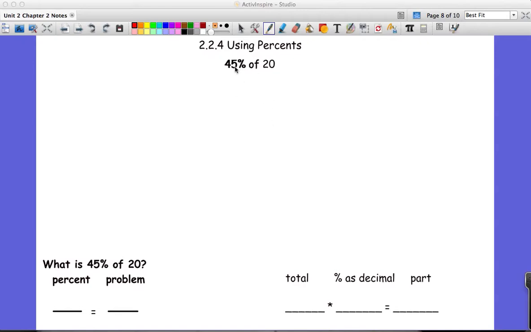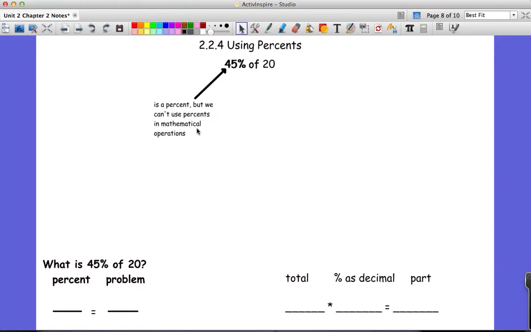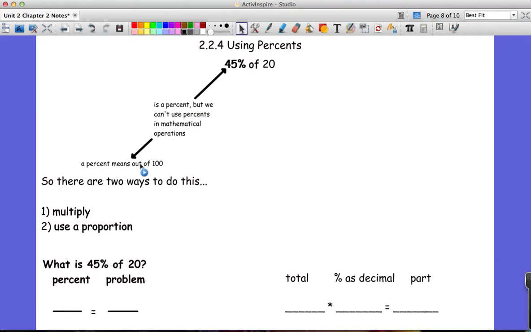So if I look at this problem, 45% of 20. 45%, again, is not a number. It's a percent, but we can't use percents in mathematical operations. It's an idea. It tells you that out of 100, you would have gotten 45 of something. So since a percent means out of 100, we can do one of two things. We can multiply or use a proportion. Of tells us that we're going to multiply, and 20 is how many we have.